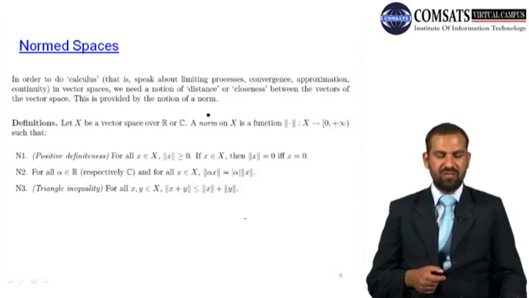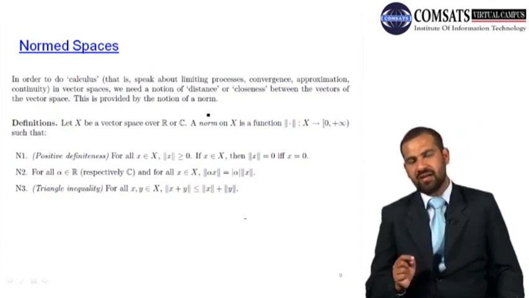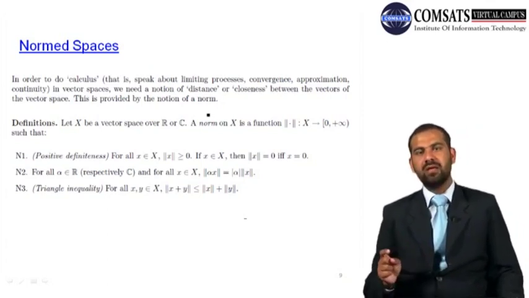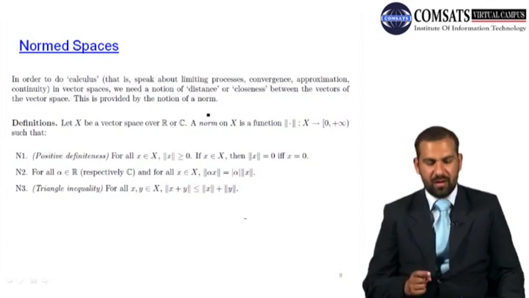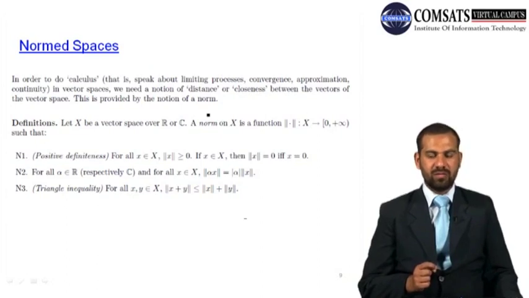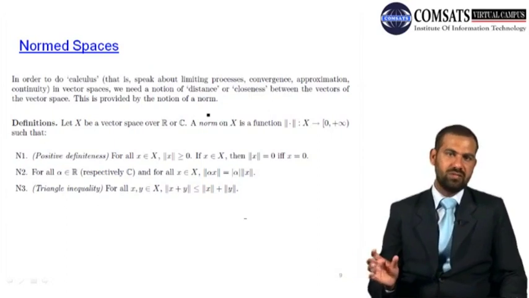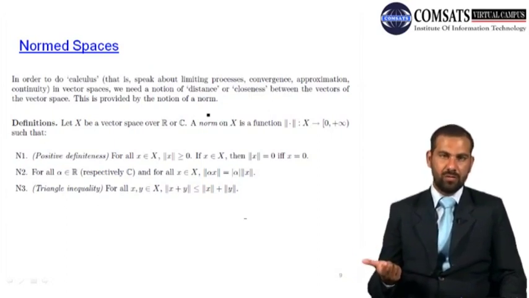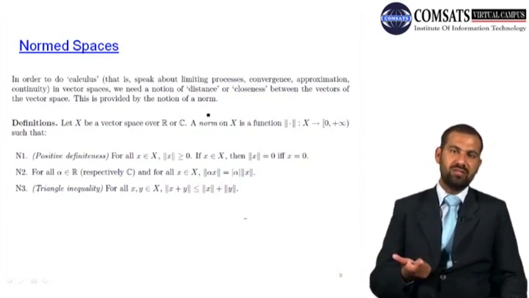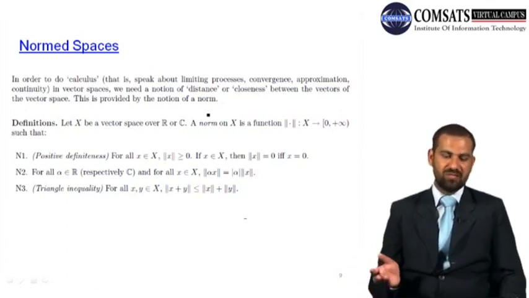What properties? The first property is positive definiteness, meaning for all elements of that set, the norm of x must be non-negative, and if the norm of x equals 0, then this element must be 0. This vector is equal to 0 if its norm is 0, and if the norm is 0, then the vector equals 0. That is an if and only if case; both directions must be satisfied.